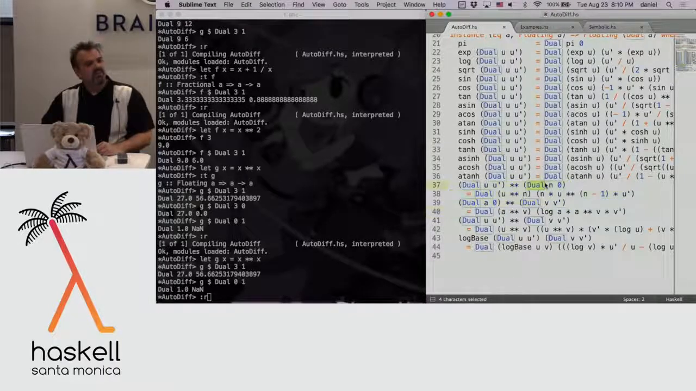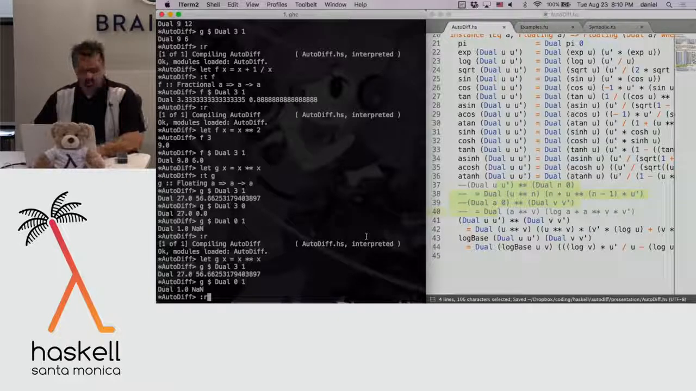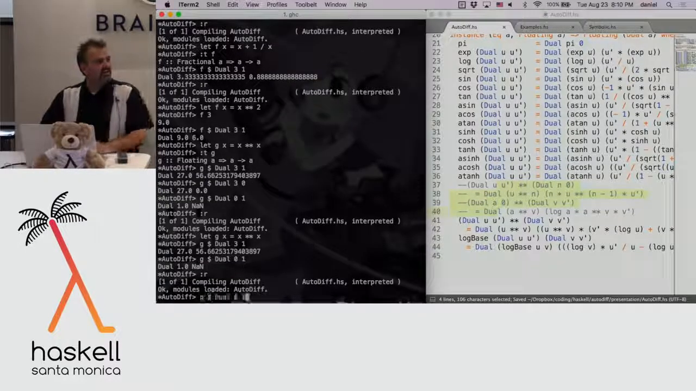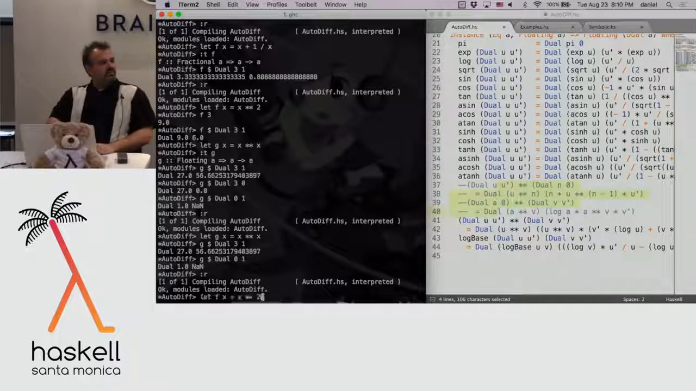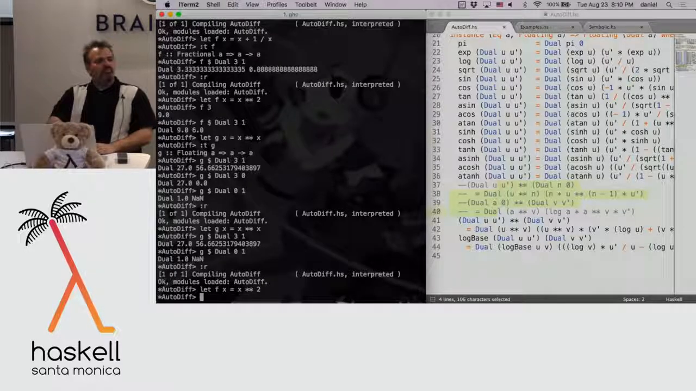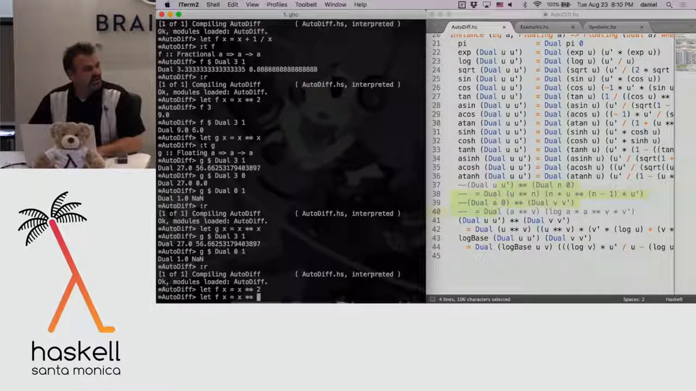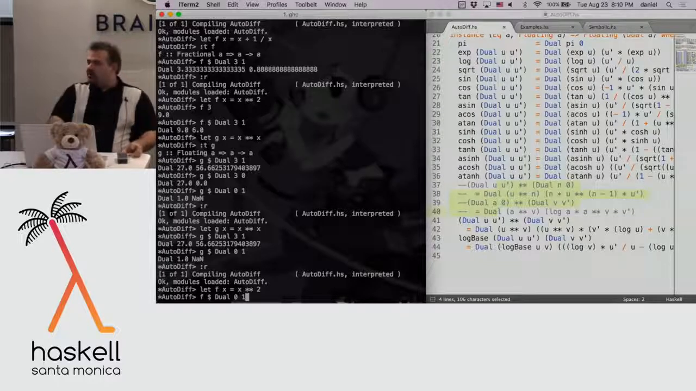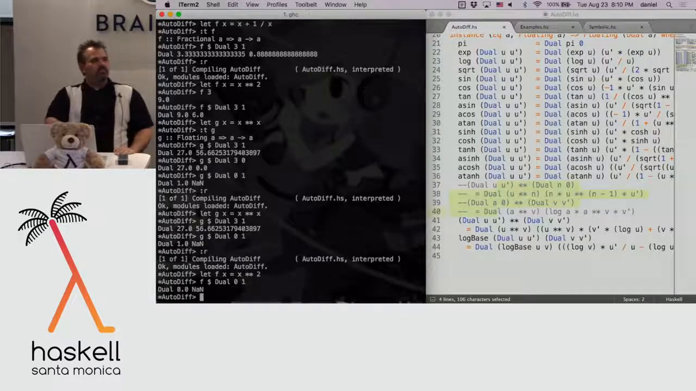So let's comment these out again. And let's get our f back. F is just plain old ordinary x squared, no problem. And let's find the f applied to dual 0, 1. So just spoiler, the answer is supposed to be 0. And we get not a number.